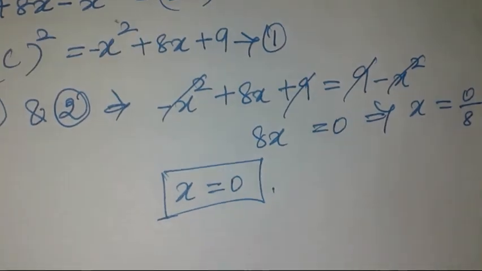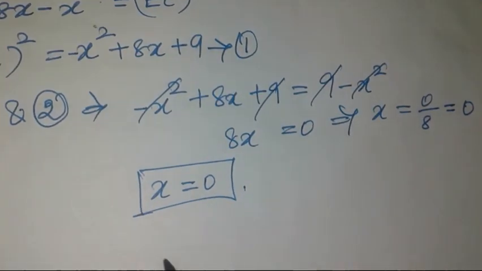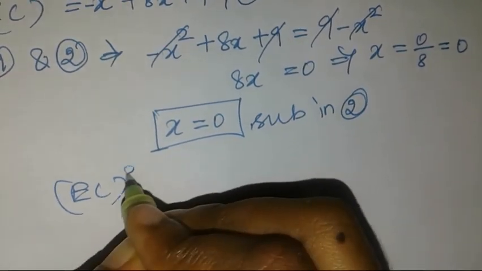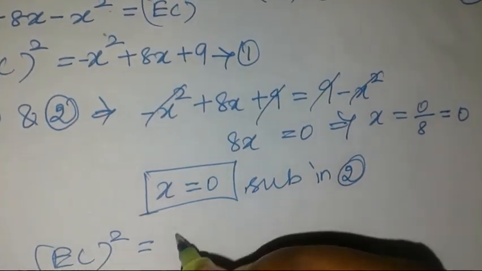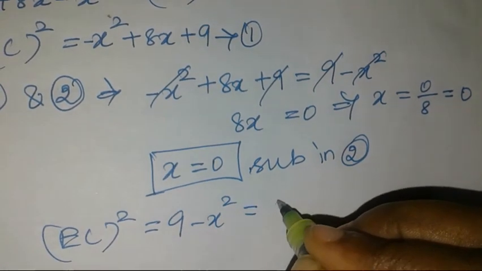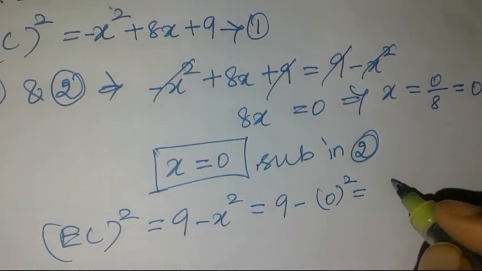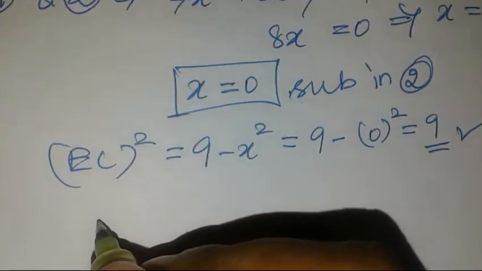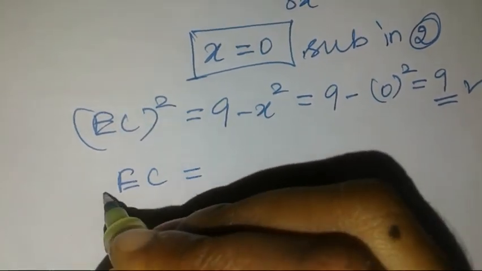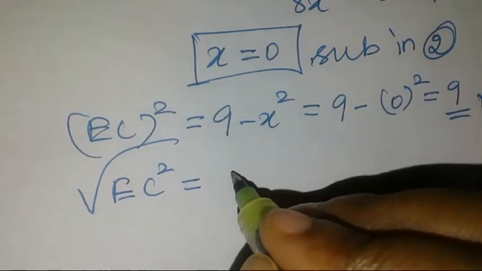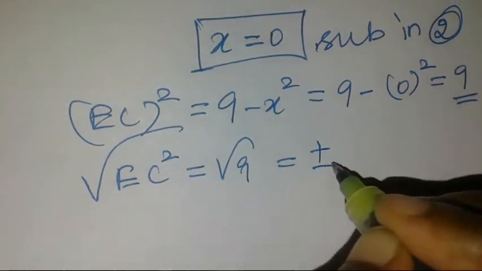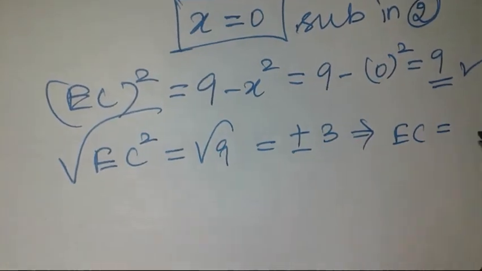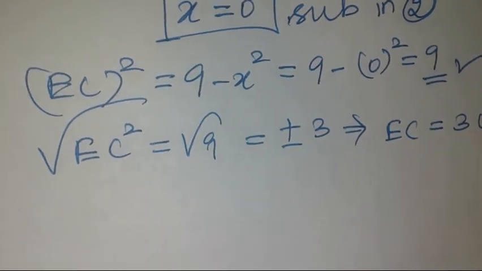Now children, the required value is EC. So how can we get EC? Substituting in the second equation. The second equation is EC square is equal to 9 minus x square, which is equal to 9 minus 0 square. 0 square is 0. 9 minus 0 is 9. EC square is equal to 9. Only EC is needed, so square root of EC square is equal to square root of 9, which is plus or minus 3. But see, it's a distance, so we can take only the positive value. So EC is equal to 3 centimeters.